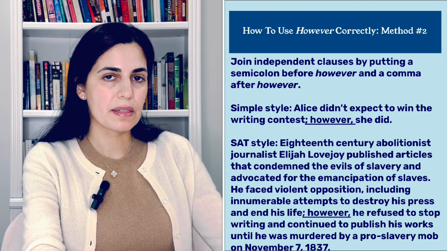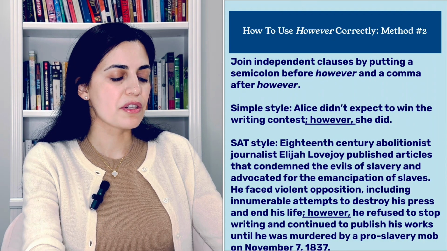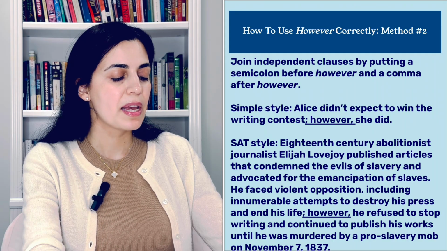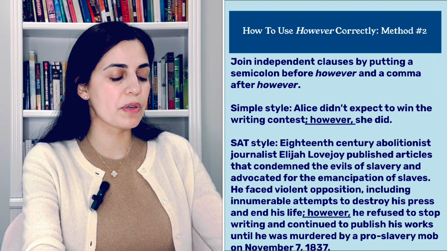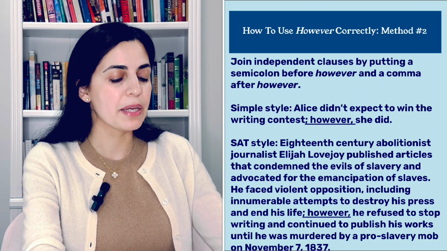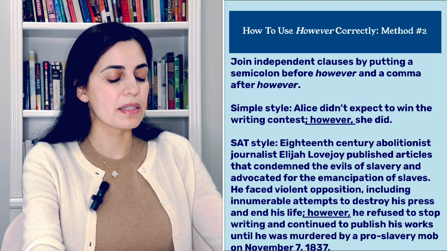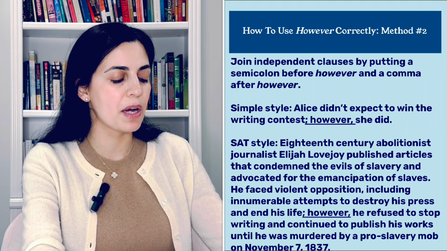Now let's take a look at the SAT style. 18th century abolitionist journalist Elijah Lovejoy published articles that condemned the evils of slavery and advocated for the emancipation of slaves. He faced violent opposition, including innumerable attempts to destroy his press and end his life; however, he refused to stop writing and continued to publish his works until he was murdered by a pro-slavery mob on November 7, 1837.